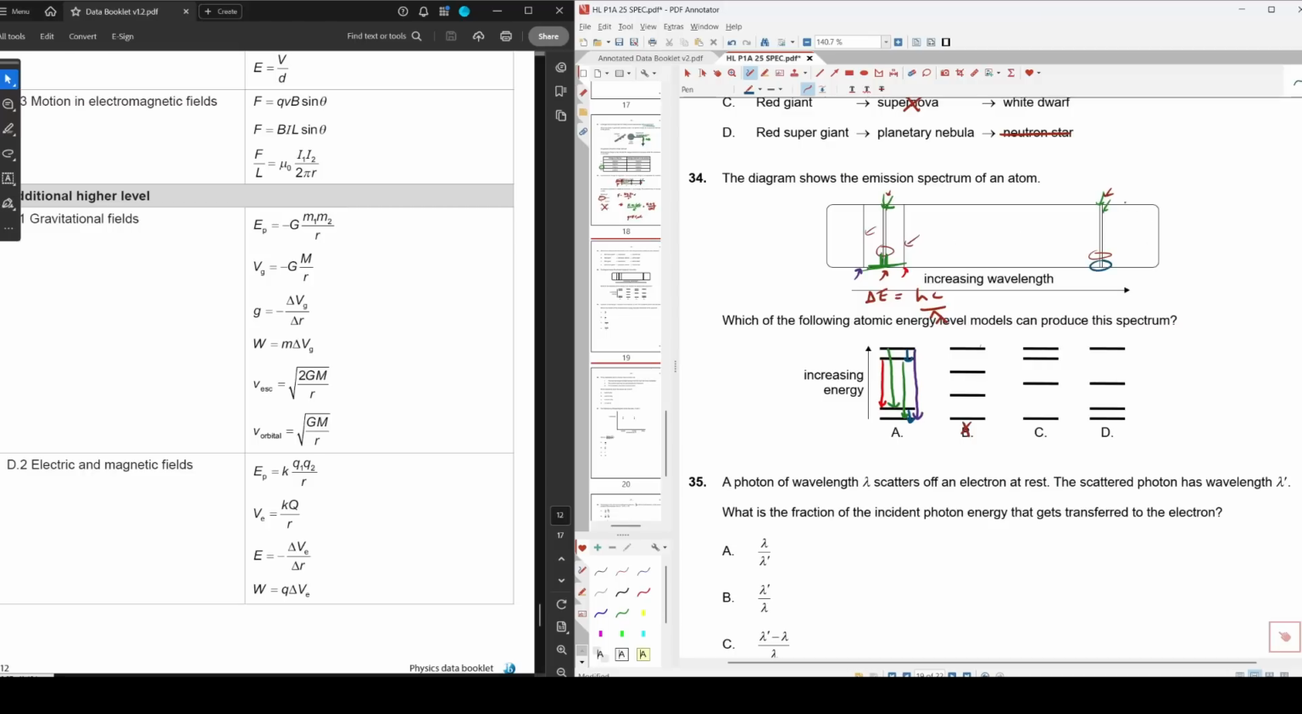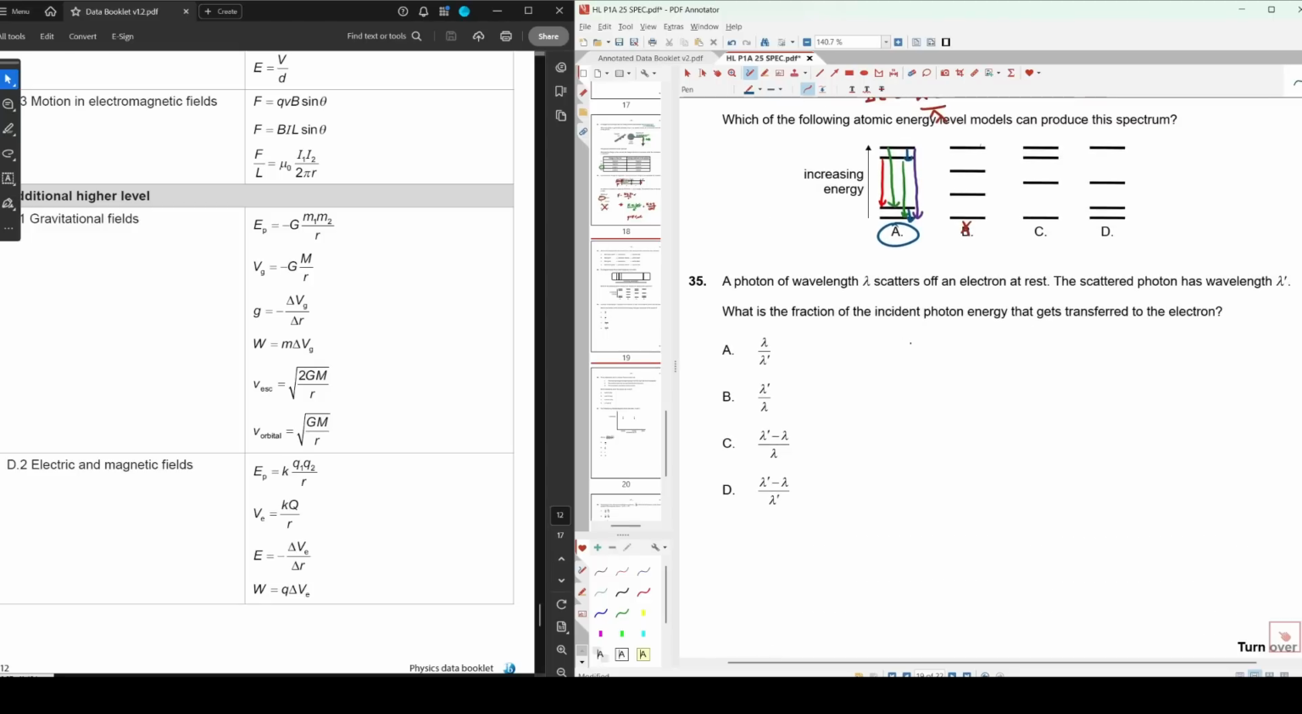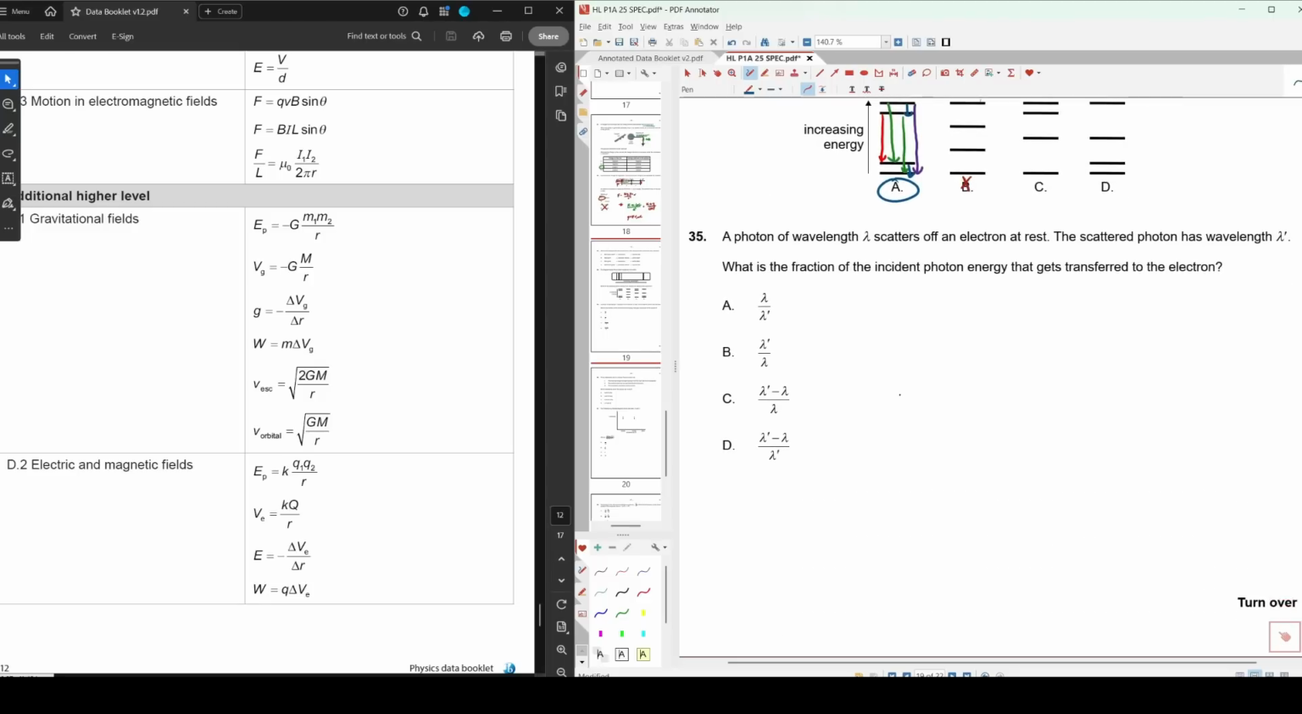So it's going to be these 2. All right, it's like trying to draw out the different possible transitions and how long the arrows are, and how long the arrows are is how much energy the photon has. I don't like that question. That's like a lot. Okay, 35.